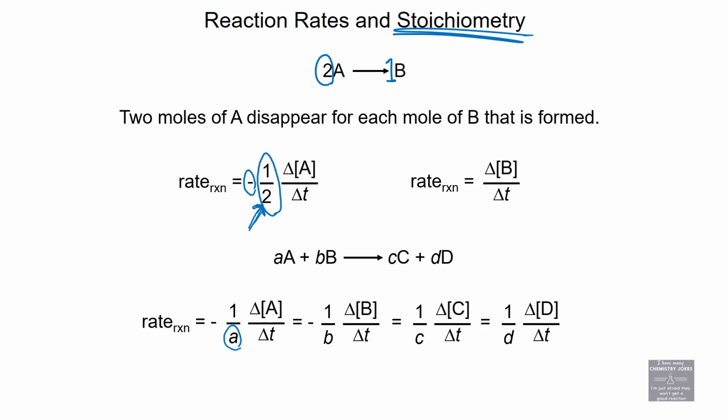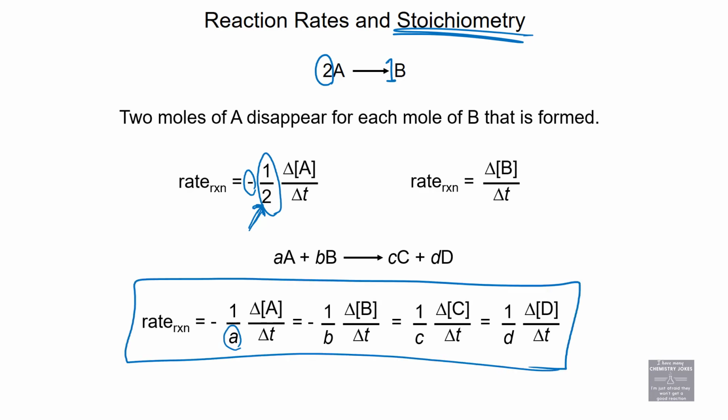All of these are set as equal to each other, which is a pretty weird thing to do, admittedly. Why do we do that? Well, it's because the reaction rate could be described in various ways. It could be described in terms of A, as in how fast is A disappearing. It could be described in terms of C, how fast is C appearing. So the reaction rate is dependent on what terms you're using to describe it.